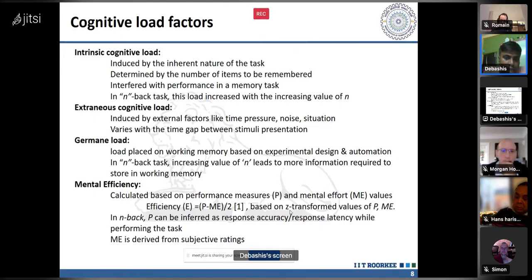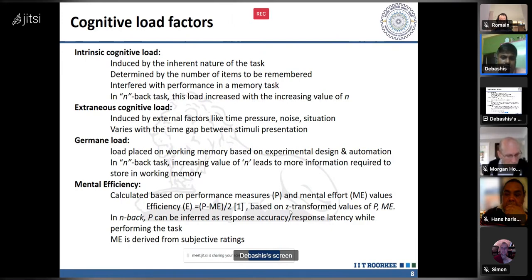And the second one is extraneous cognitive load. In that case, it is defined by external pressure or external noise in other situations like that. In the experimental task, suppose you define the time period for every task as very small. So in your N-back task, the number of stimuli or number of digits is very high, but the time is very short. That means the temporal demand is very low compared to the number of stimuli. So at that time the extraneous cognitive load will be increased. So there should be some balance. Okay, and this is the second type of cognitive load.